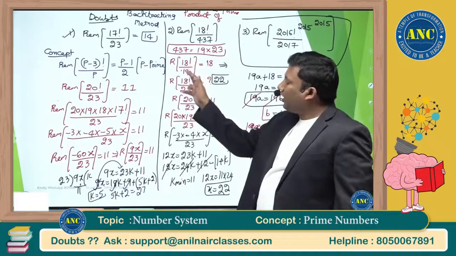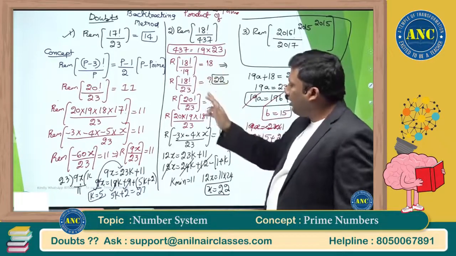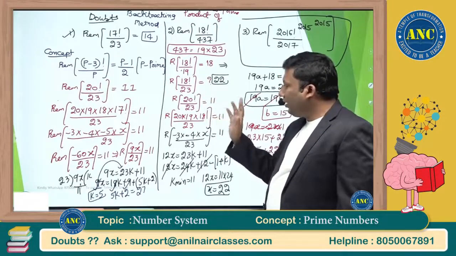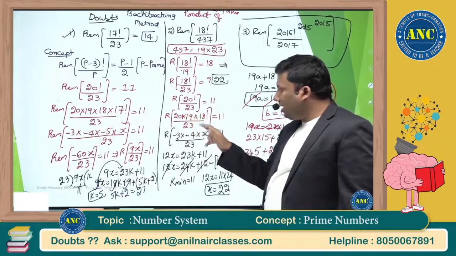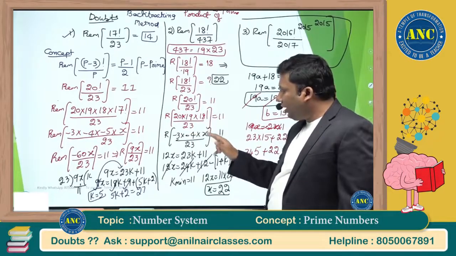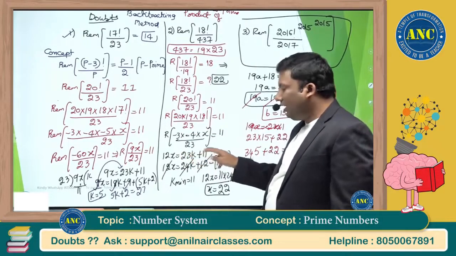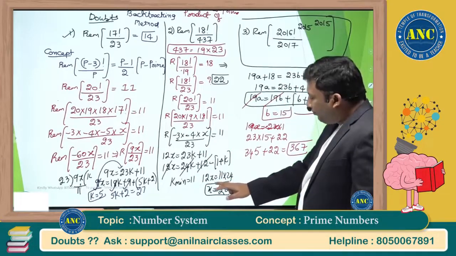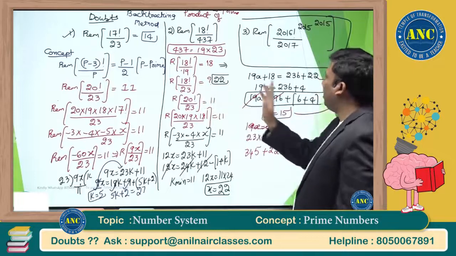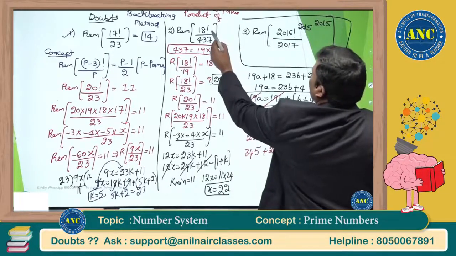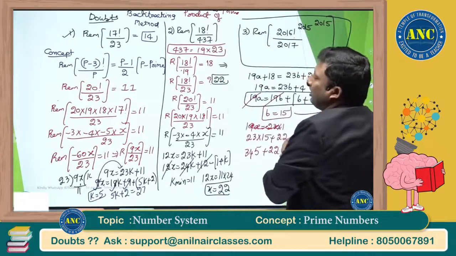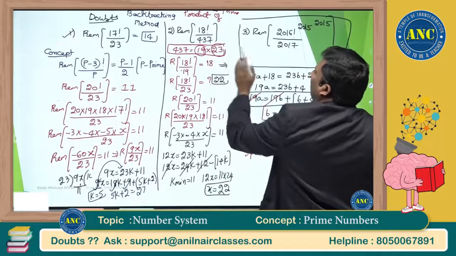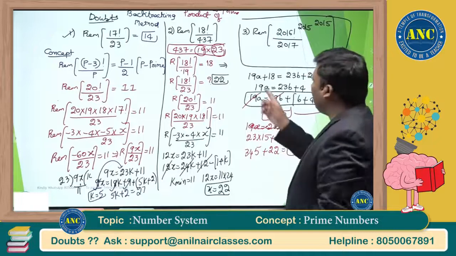P minus 1 factorial divided by P is 18. 18 factorial by 23, 20 factorial by 23, 11. 20, 19, 18, minus 3, minus 4x. 12x is equivalent to 23k plus 11. I got remainder 22. So this remainder is 22. I want 18 factorial divided by 437. 437 is 19 into 23. I did it for 19 and 23.